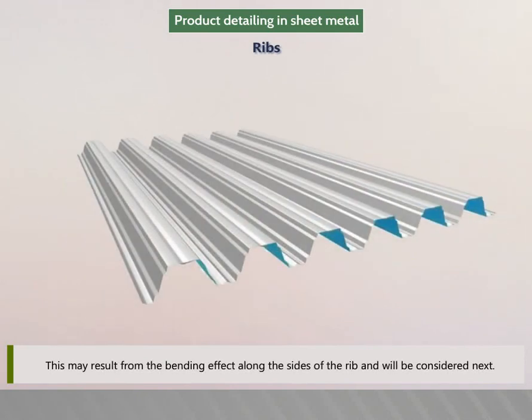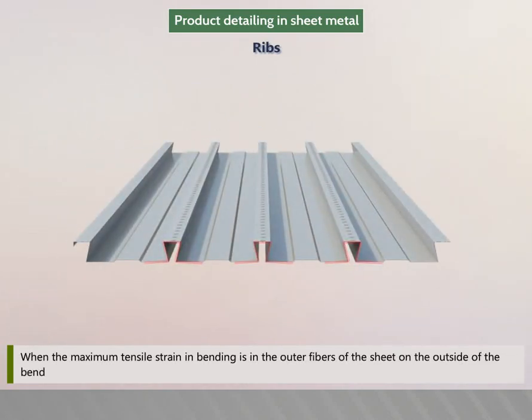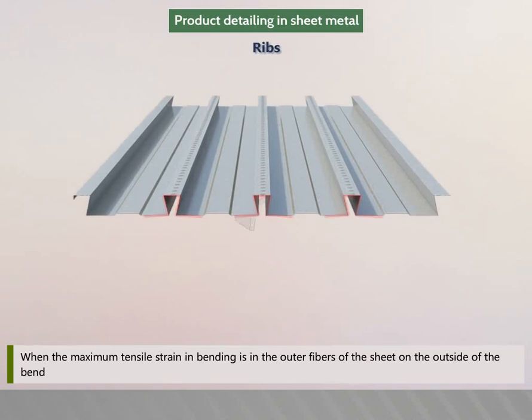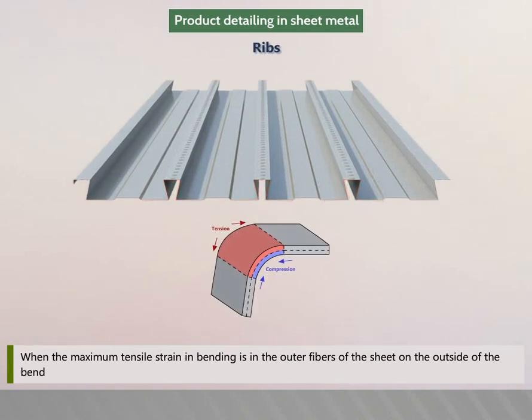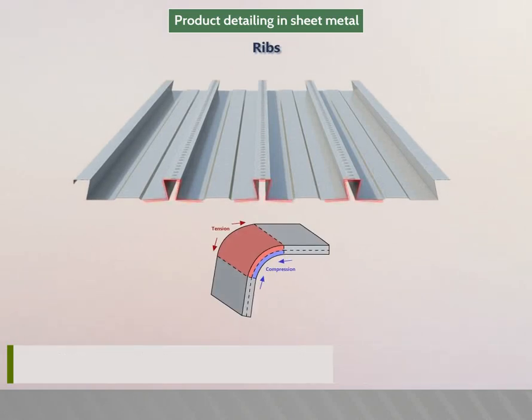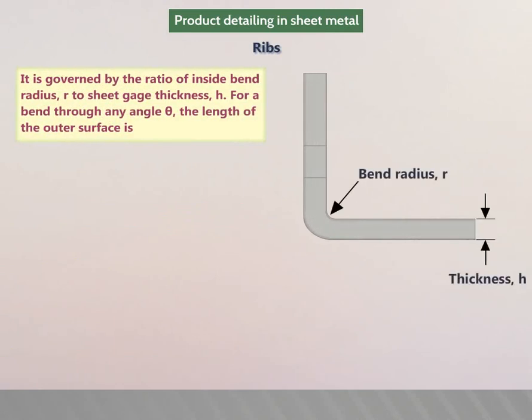This may result from the bending effect along the sides of the rib and will be considered next. When the maximum tensile strain in bending is in the outer fibers of the sheet on the outside of the bend, it is governed by the ratio of inside bend radius, r, to sheet gauge thickness, h.